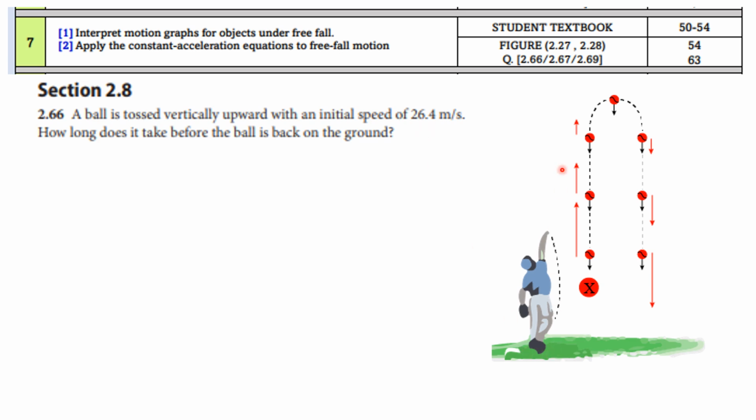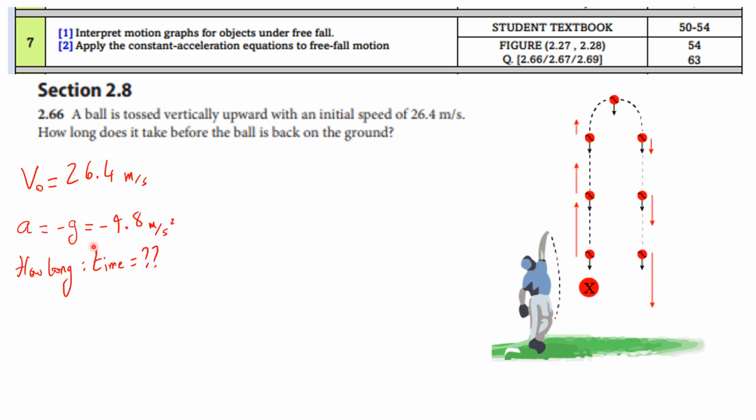So someone is tossing a ball. Initial velocity is 26.4. So it's asking how long it will take. How long means we are talking about the time. It's about free fall, so of course acceleration is always downward. If you notice in this small black vector, acceleration is always constant, which is downward. It's minus 9.8. So how long? It's about the time.